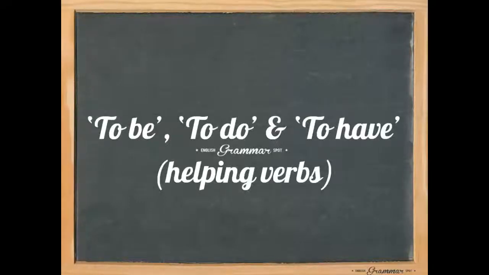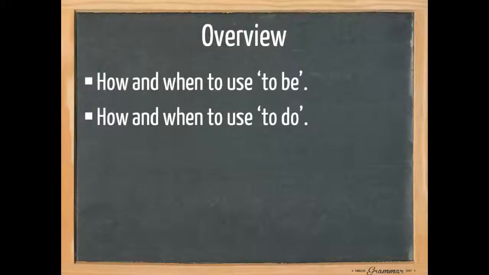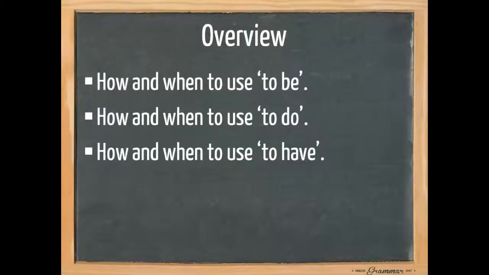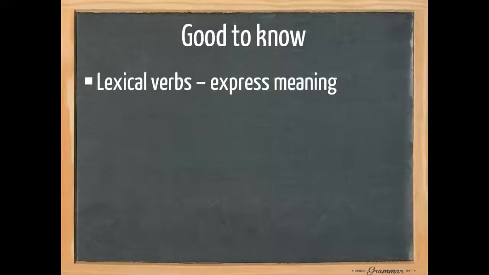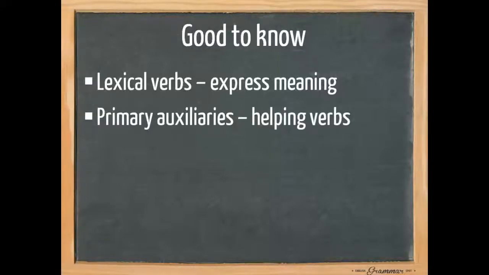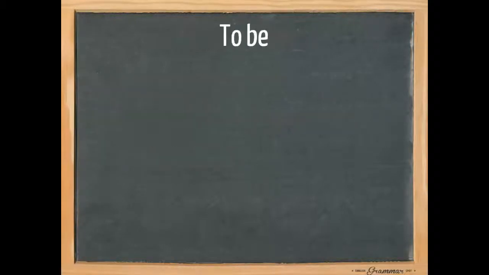This lesson is about the verbs to be, to do and to have, otherwise known as the helping verbs. In this lesson, I'm going to show you how and when to use to be, how and when to use to do, and how and when to use to have. But before we get started, it's good to know that in this lesson I will talk about these verbs as lexical verbs, which means expressing meaning, they add meaning to the sentence, and as primary auxiliaries, and these are helping verbs. They help to form a tense.